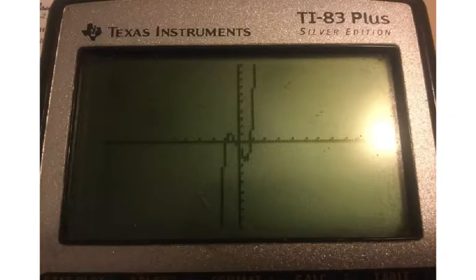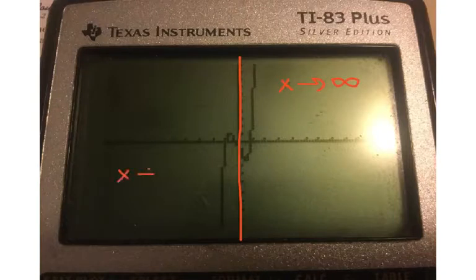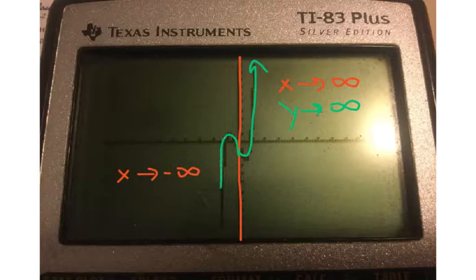So remember, in order to do end behavior, the right-hand side of the graph is the side where x approaches positive infinity, and the left-hand side of the graph is the side where x approaches negative infinity. What we want to do is determine where the y values are going. So on the right-hand side of the graph, you'll notice the graph is going up. So y is approaching positive infinity. And on the left-hand side of the graph, you'll notice that the graph is going down. So y is approaching negative infinity.